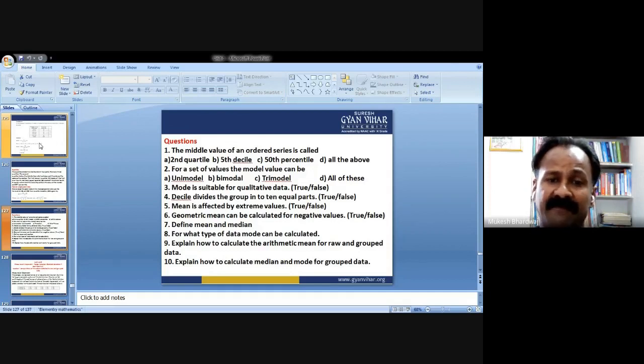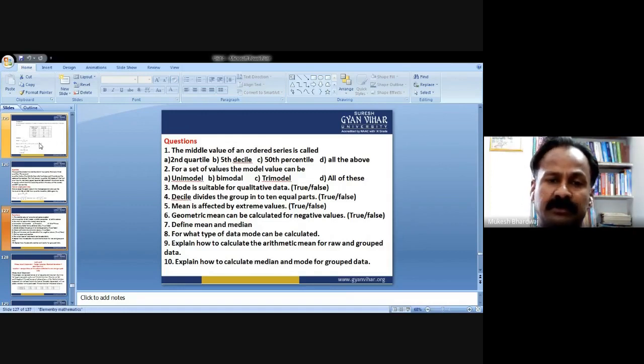Mean is affected by extreme values. Is it true or false? Yes, it is true. Mean, that is, average, is always affected by the extreme values. Geometric mean can be calculated for negative values. Yes, it can be calculated for negative values.